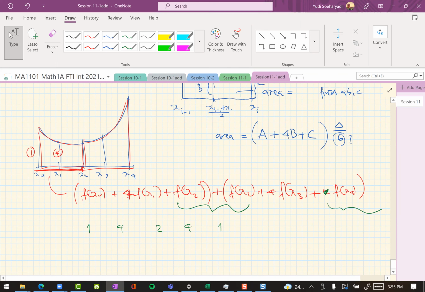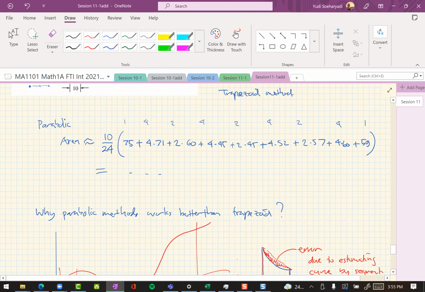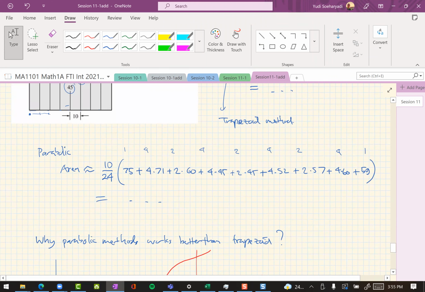All right, so don't worry, because in the exam, the formula is given. The thing here is that you don't need to memorize it. What you need is how to use it. You need to know how to use the formula.